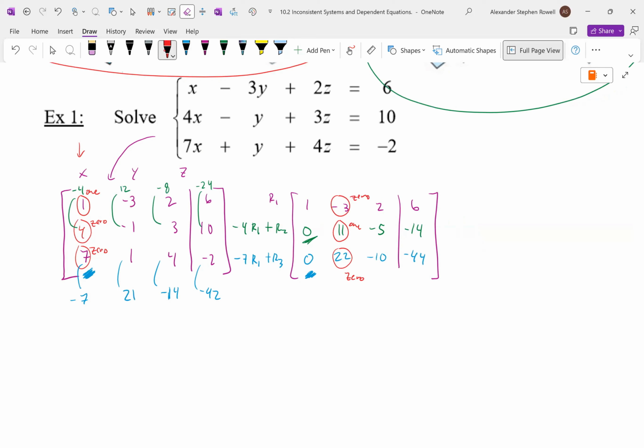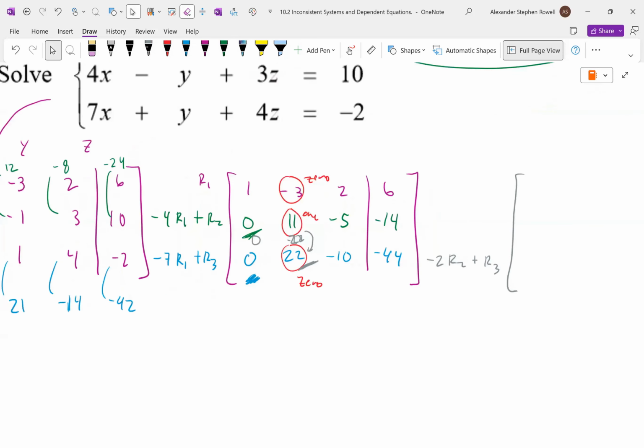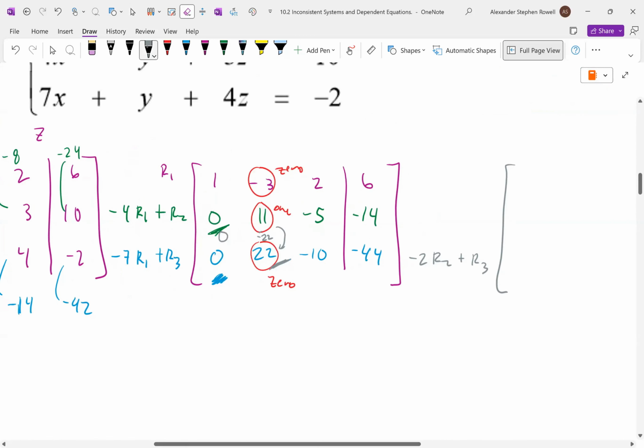That's our next goal. Let's make this a 0 using the 11, because it looks like I could just do -2 times row 2 plus row 3. Okay, so -2 times 0 is 0. -2 times 11 is -22. It's really hard to see. -22. -2 times -5 is 10. -2 times -14 is 28.